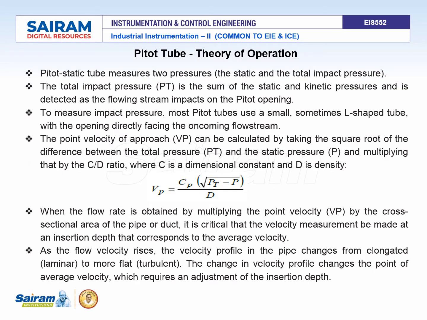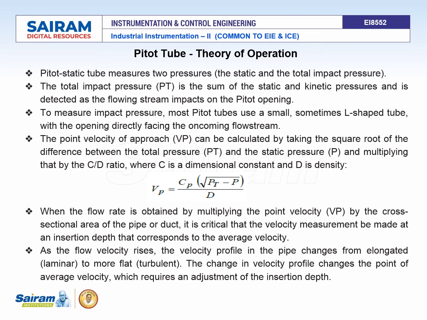And coming to the theory of operation, the pitot tube measures two pressures. We very well know one is the static pressure and another is the total impact pressure, where total impact pressure is the sum of the static and dynamic pressure, and it is detected as the flowing stream impacts on the pitot opening.